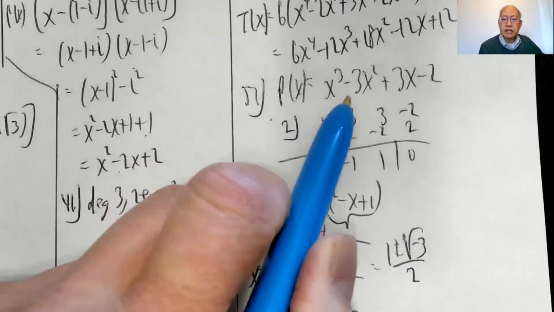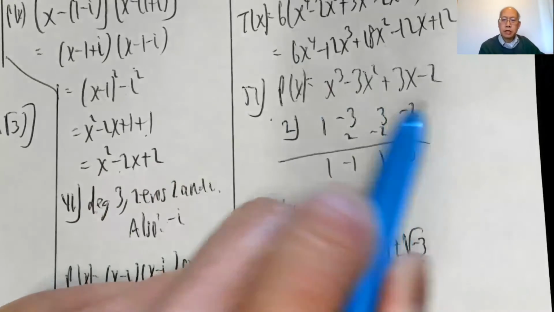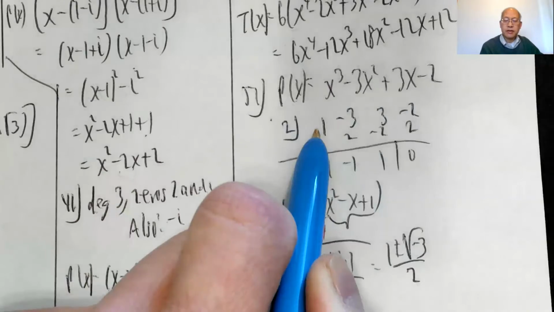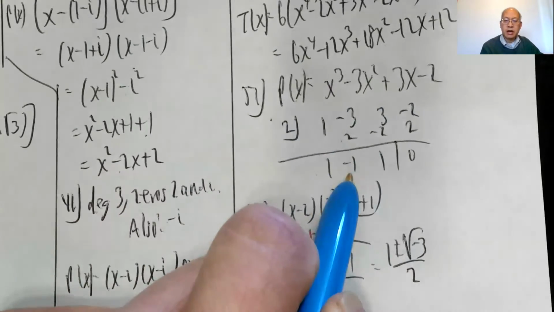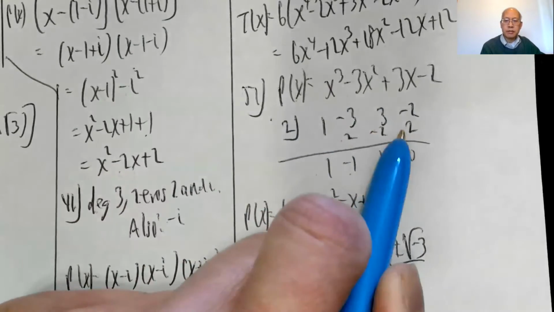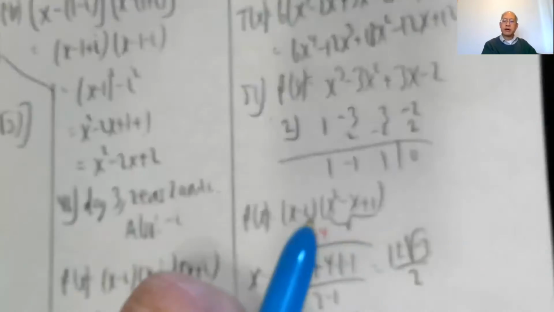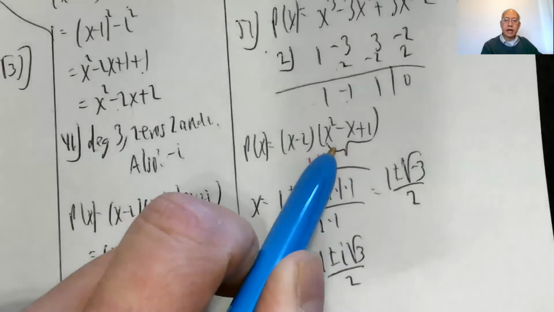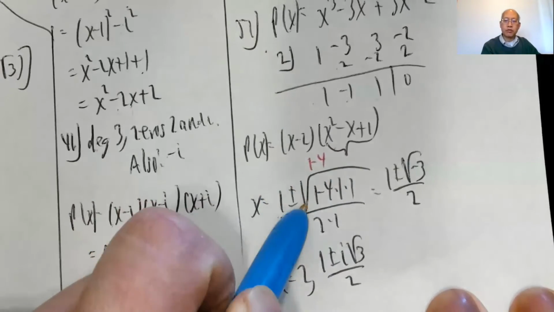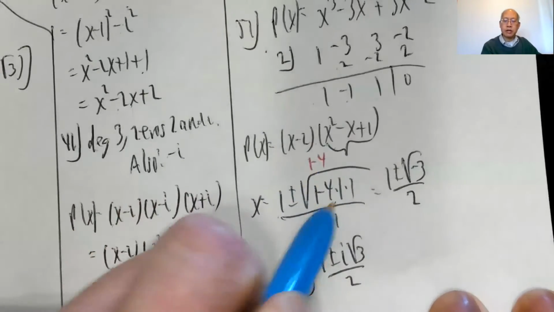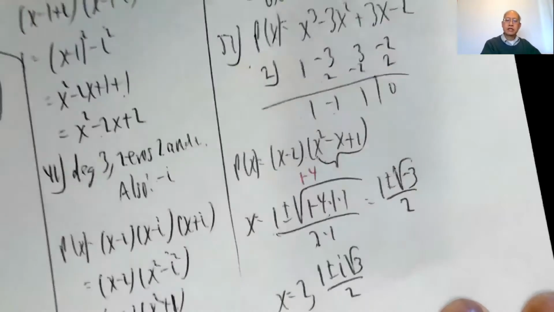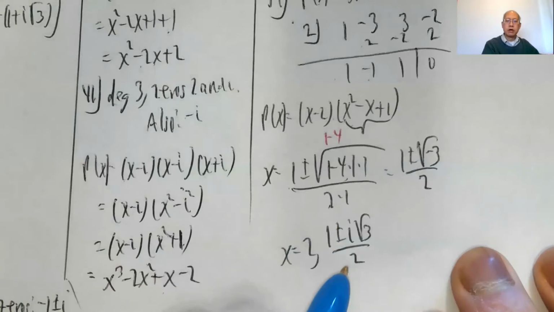51, x cubed minus 3x squared plus 3x minus 2. If you plug in 2, it works. Okay, here it is, plug in 2. Synthetic division: 1, 1, multiply, add, multiply, add, multiply, add, so it works. So I have x minus 2 times x squared minus x plus 1, which I can use the quadratic formula for. So x is negative b, 1, plus or minus the square root of b squared, 1, minus 4 times 1, over 2 times 1. That's 1 plus or minus radical negative 3 over 2. So x equals 2 or 1 plus or minus i radical 3 over 2 are my zeros of the function.